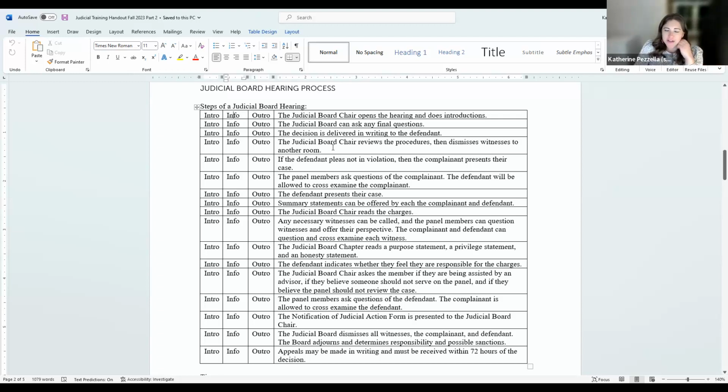And so you can go through this on your own handout and you can highlight whatever you think the right answer is for each of them. So I'll give you a couple minutes to do that and then we'll go over the answers together.